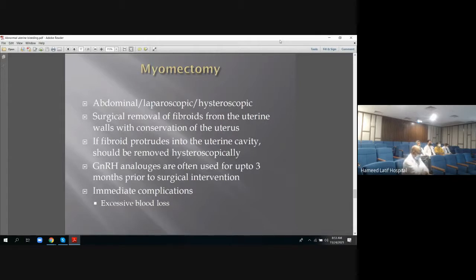Myomectomy can be done by abdominal, laparoscopic, and hysteroscopic route. It is the surgical removal of the fibroids from the uterine cavity with the conservation of the uterus. If the fibroid protrudes into the cavity, it should be removed hysteroscopically. GnRH analogs are often used for up to 3 months prior to the surgery to reduce the size and vascularity of the fibroids. Immediate complication of the myomectomy usually relates to the excessive blood loss and need for the blood transfusion.